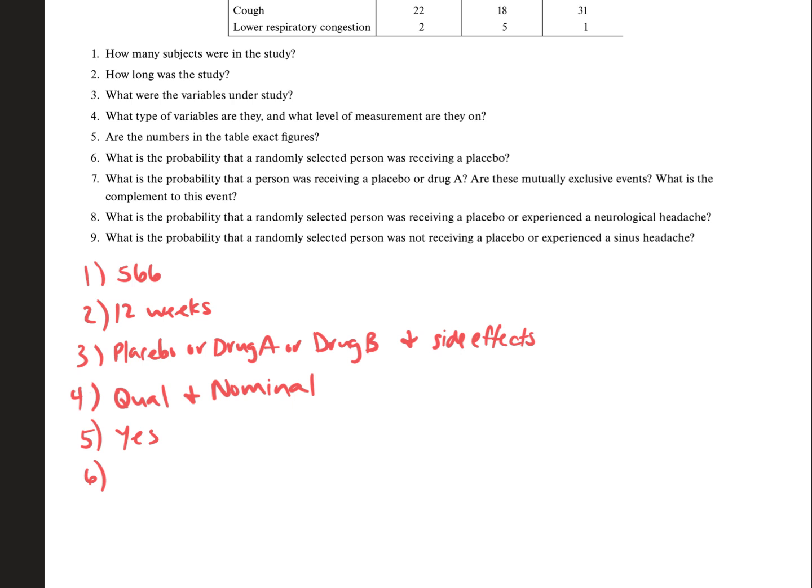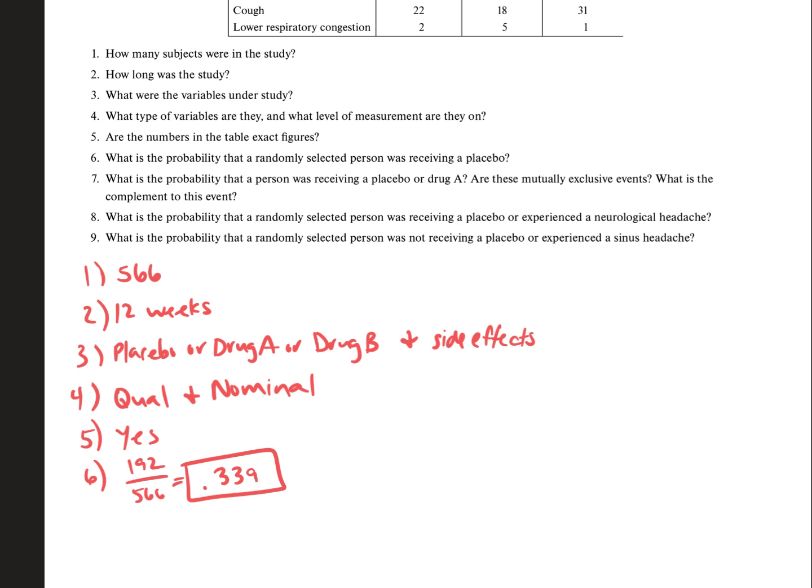All right. What is the probability that a randomly selected person was receiving a placebo? How do you find that? 192 over 566. Added on to the other numbers, would you not add it all up in the study? What do you mean? Doesn't that mean that 566 is just the placebo? No. If you look at the top, placebo, N equals 192, that's how many people were given the placebo. Drug A, N equals 186, that's how many people were given drug A. So the numbers underneath that, all those numbers are the different side effects for the placebo, for drug A, for drug B. Does that make sense? Yeah.